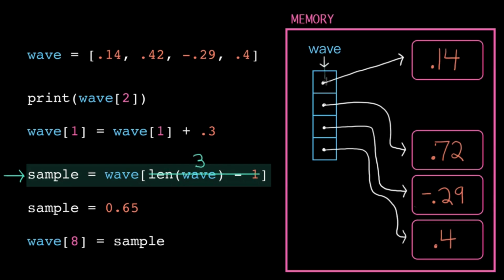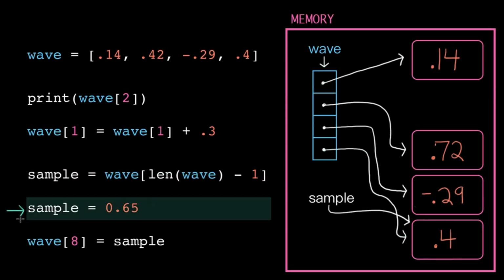We find the variable wave, move an offset of 3, follow that pointer, and end up here. But instead of duplicating that value and copying it to a second location in memory, the computer optimizes, and it just has the variable sample point to the same location. Okay, now what do you think happens here?